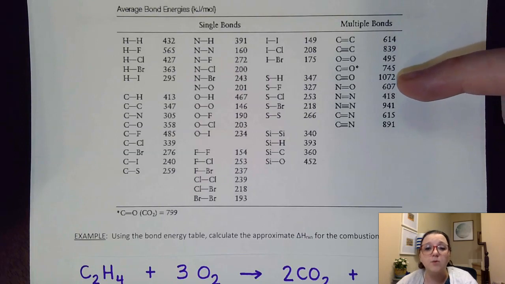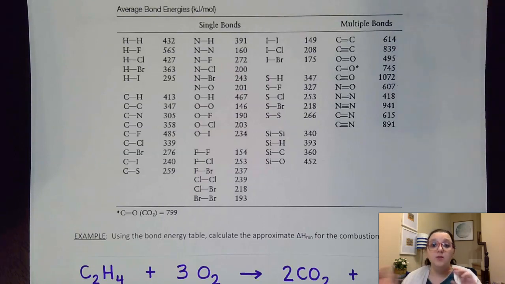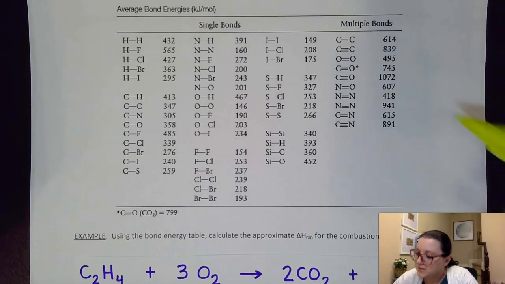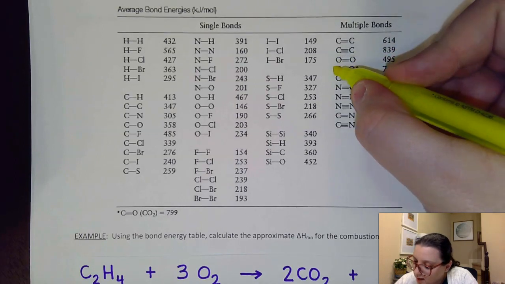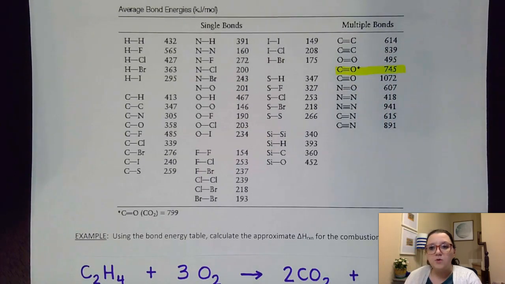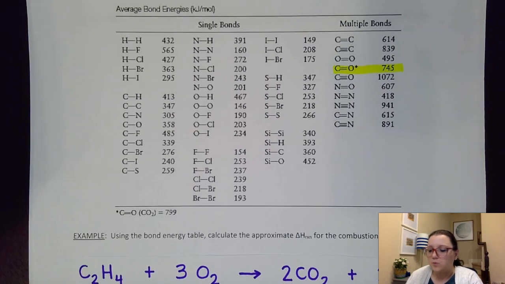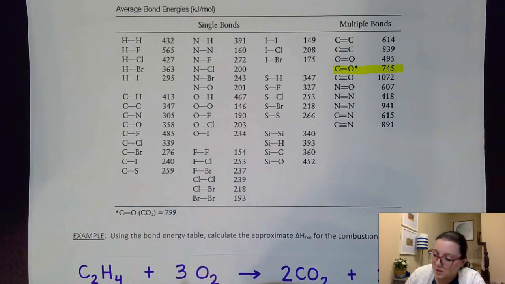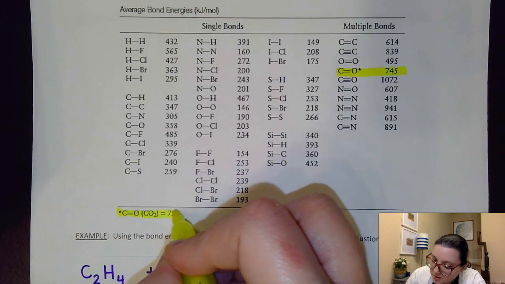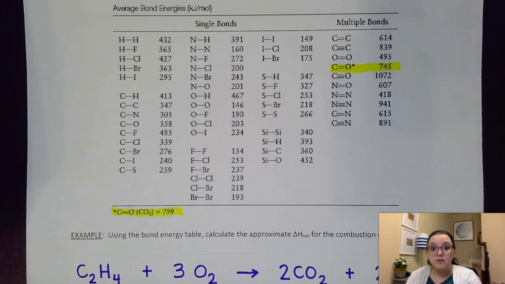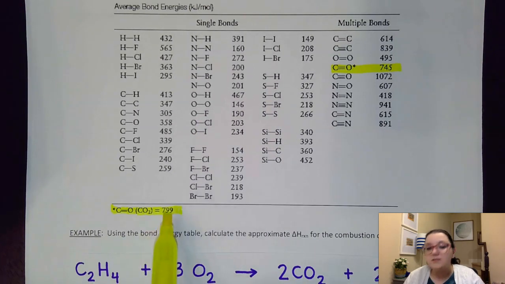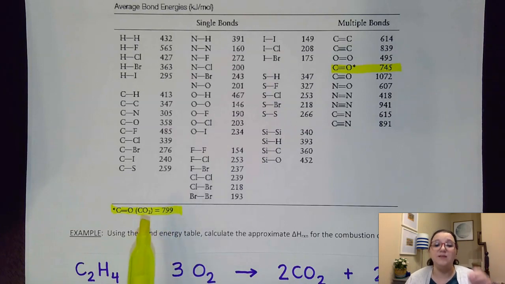I also want to show you that over here on this side, we have our multiple bonds. So if you have a double or triple bond present, then you may need to use one of these. Now, one other thing to call your attention to is that the carbon to oxygen bond has a star with it. And you notice there that that has a particular value. But if you note the star down here, it gives us an alternate value for that double bonded carbon to oxygen. This is the bond energy that I would use if the carbon to oxygen is specifically in CO2, which for this example, it is in CO2, and so I'm going to need to use that.